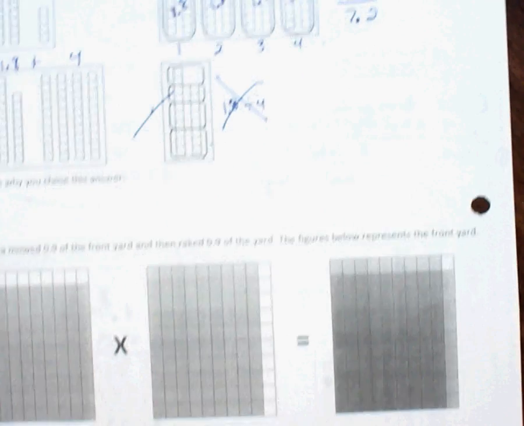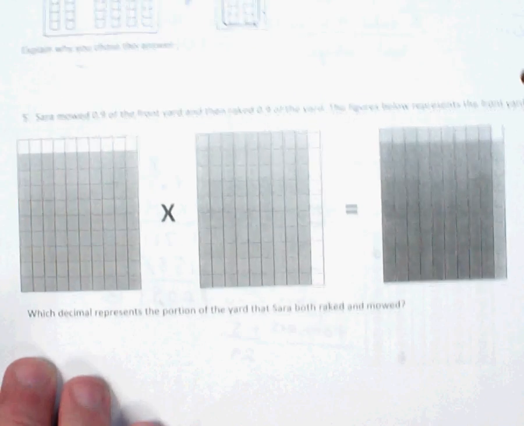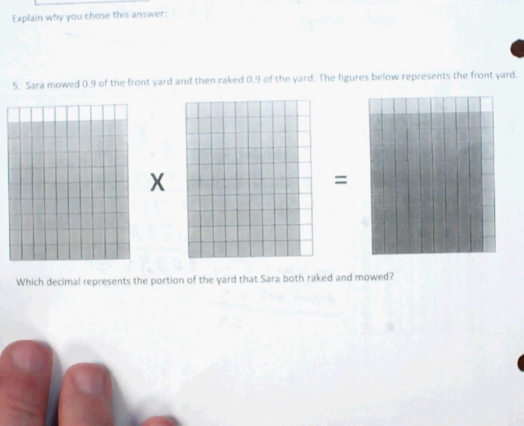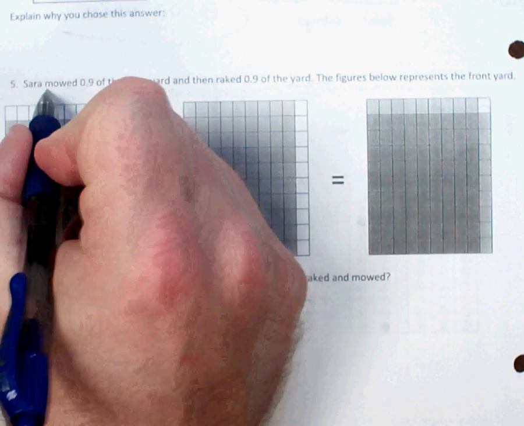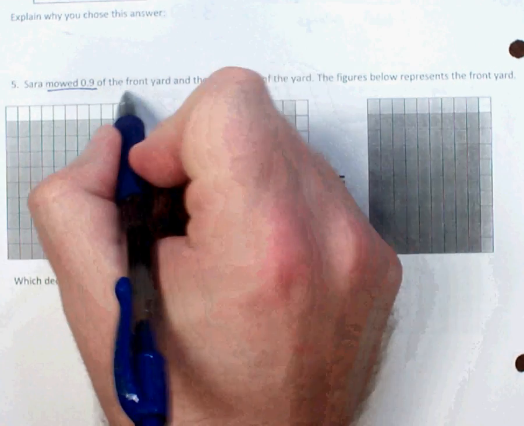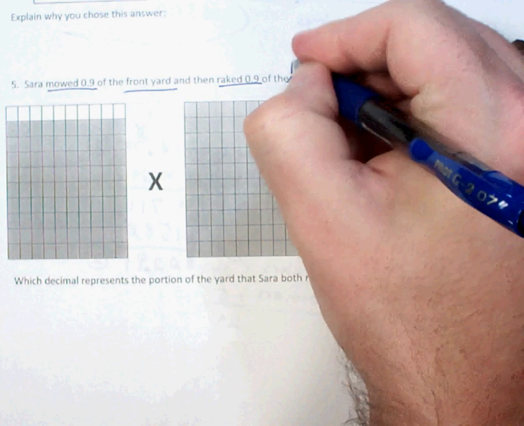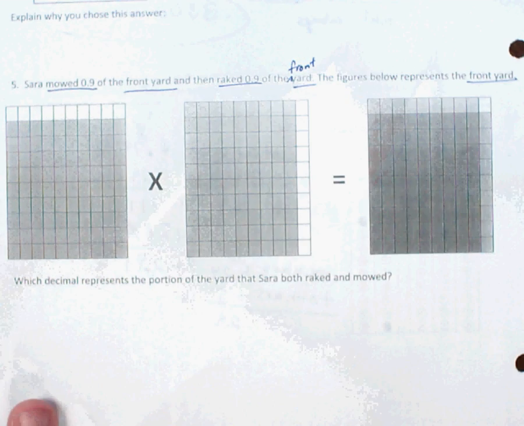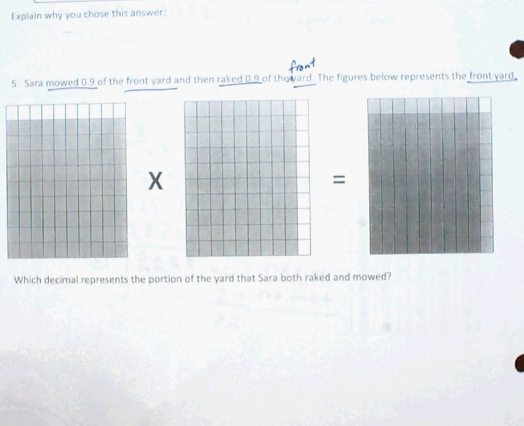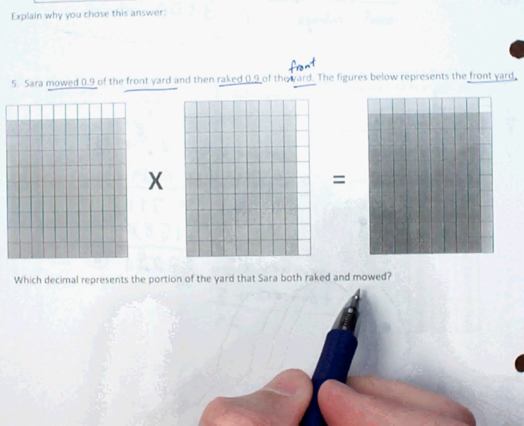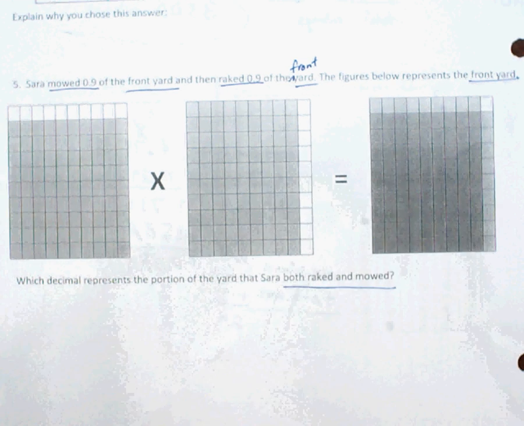All right. Number 5 is another model question. Sarah mowed 9/10 of the front yard and raked 9/10 of the yard. The figure below represents the front yard. Probably a typo there. That should probably say front yard, just so we're completely clear. Which decimal represents the portion of the yard that Sarah both raked and mowed?